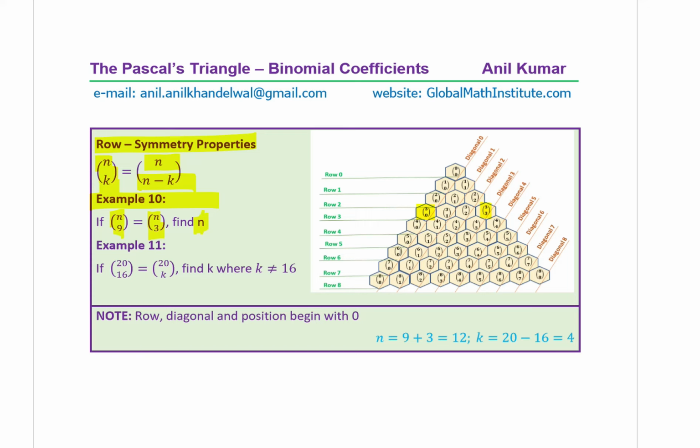Okay, so this is what you have to do. How are you going to find the value of n? So n means it is symmetrical from both the sides. There are a couple of ways to do it. One way is you can write n is 9 plus 3. That is one way of doing it.